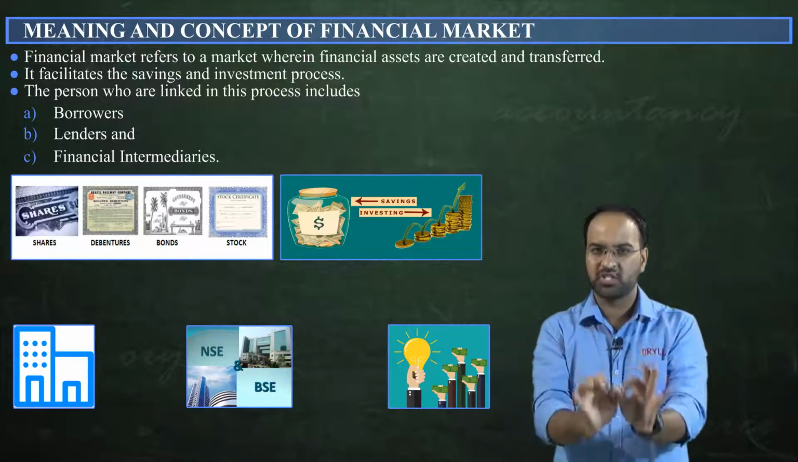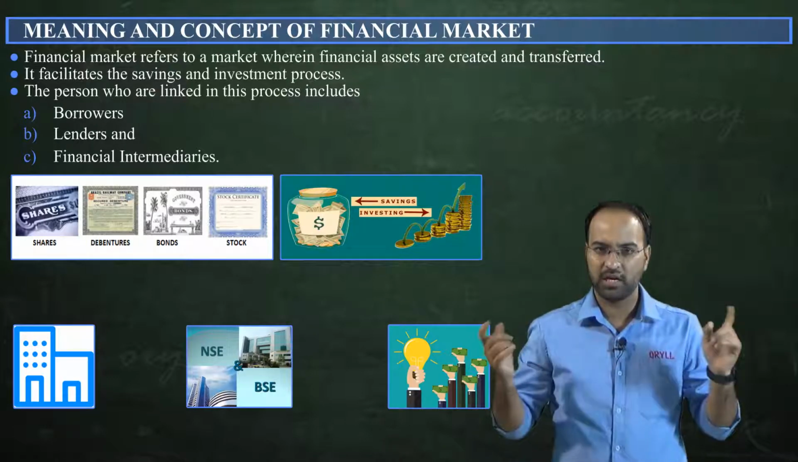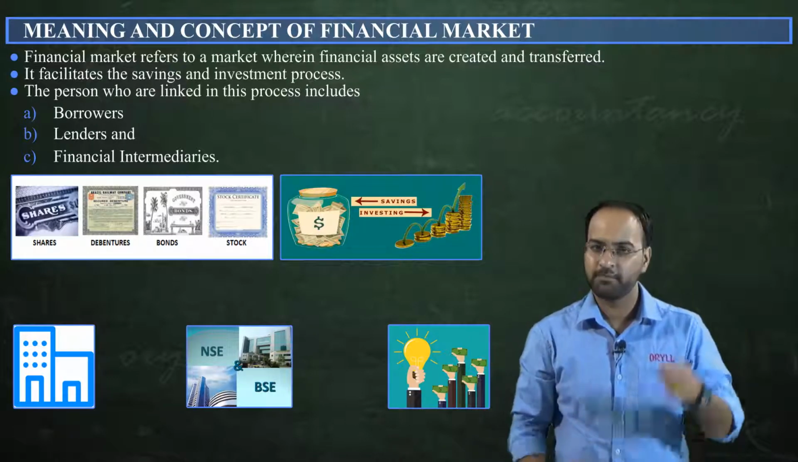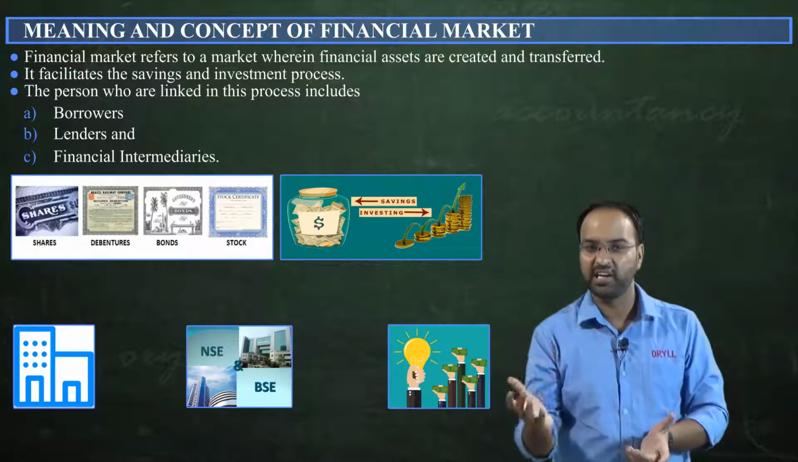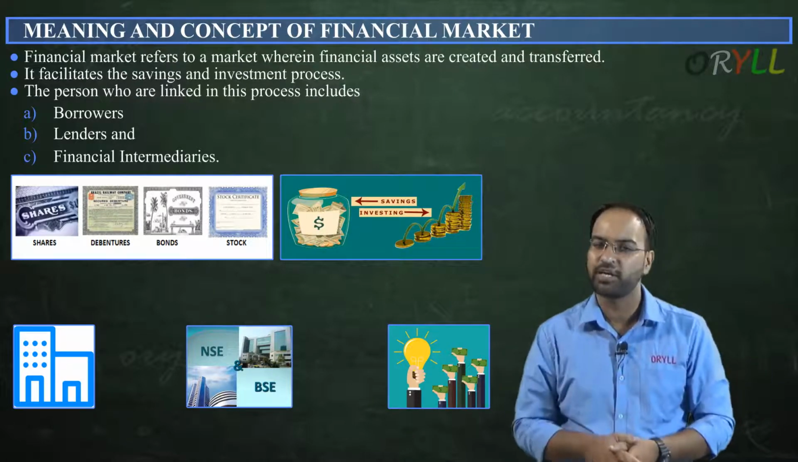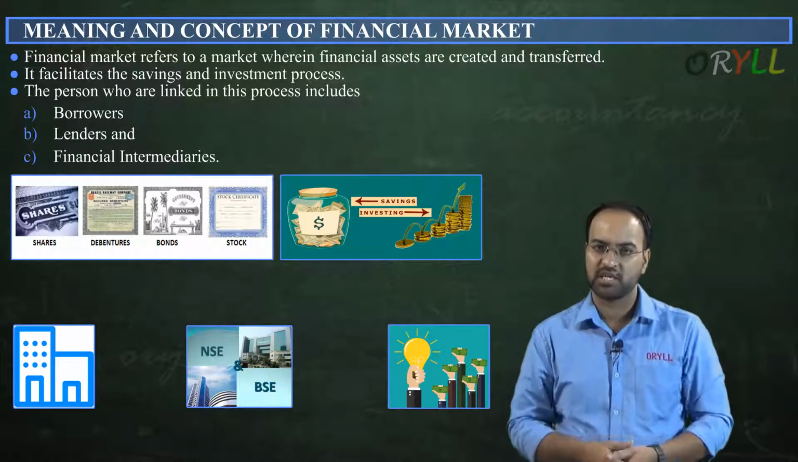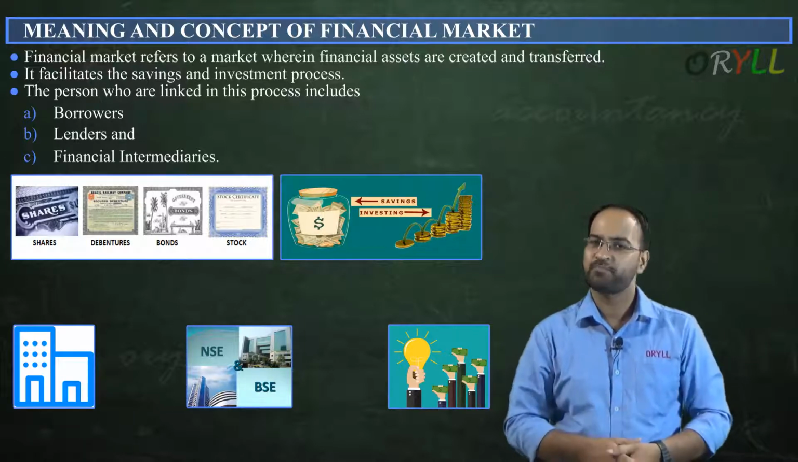So these three are the major players in this market. The persons linked in this process are called borrowers, nothing but the company which is getting the fund from the public; lenders, nothing but the public who are giving the fund to the company; and financial intermediaries such as the stock exchange, etc. Got it? So this is the meaning and concept of financial market.